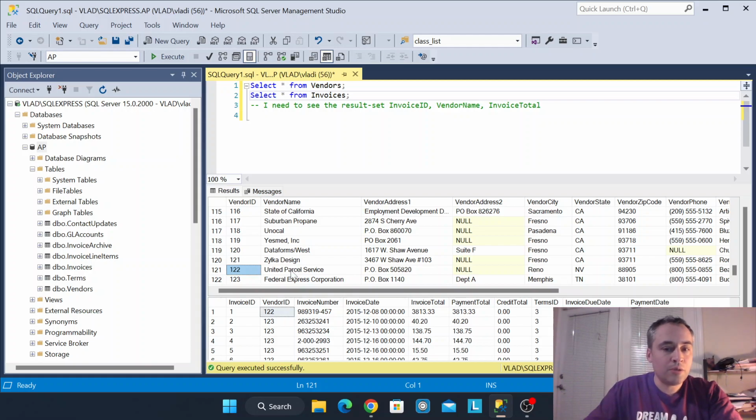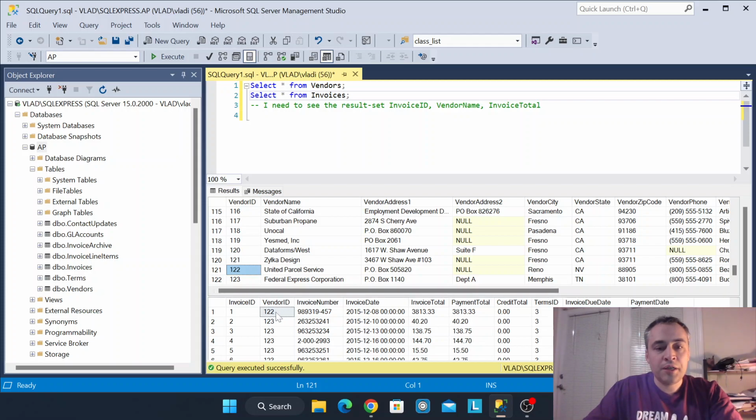Now SQL, of course, has a way for us to retrieve the information that we need, for example, invoice ID and vendor name and invoice total together. And that is what the joins are for. Obviously, I need to retrieve data from two different tables in the same database.